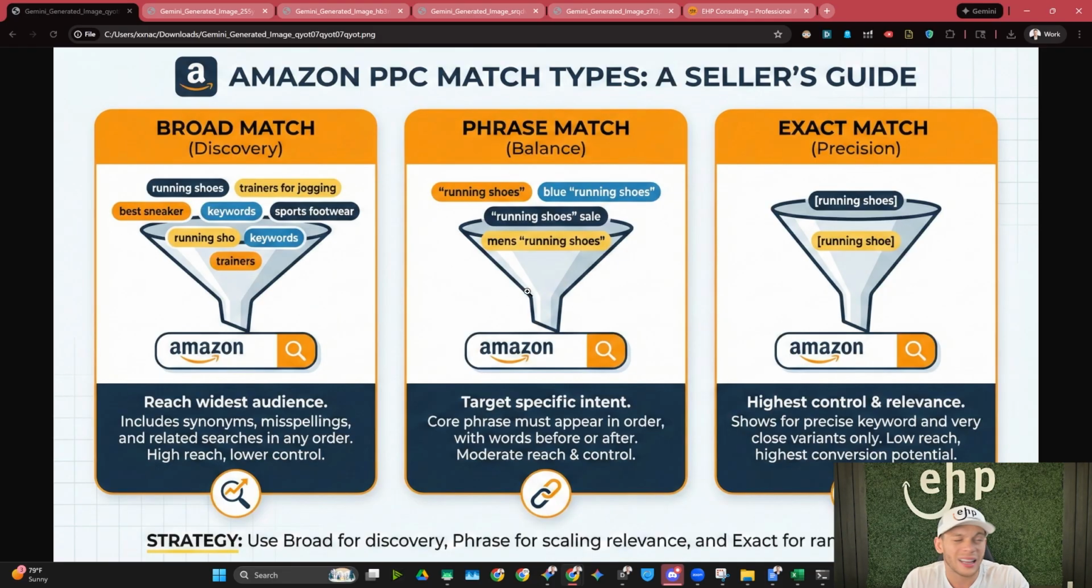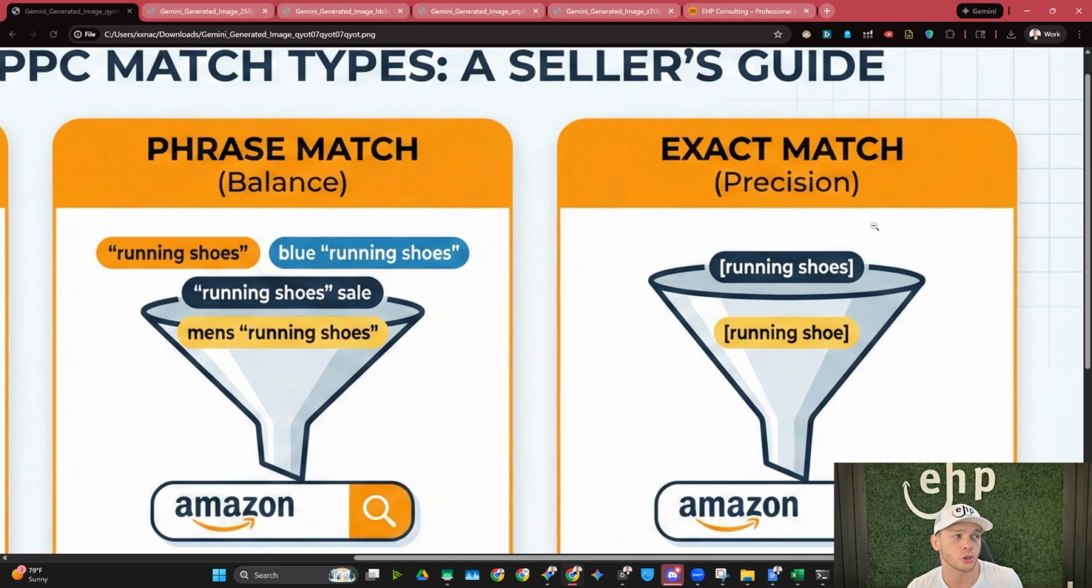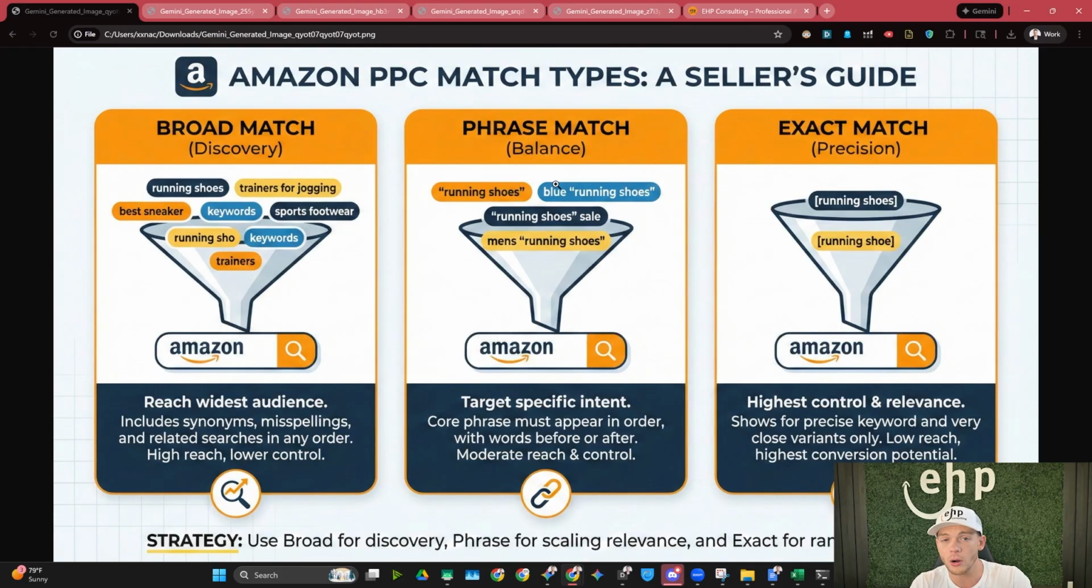Phrase match is kind of in the middle. This one's the most confusing for most sellers, and it targets a specific intent. The core phrase must appear in order, with words before or after it. So it's similar to broad, it's just not as crazy. It's more structured. And then exact is the most structured. If you run a keyword for running shoes, it's only going to show up when somebody types in running shoes. If somebody types in running shoe, it doesn't show up. They have to type in running shoes, right? So it's super specific. Phrase is in the middle, a little structured, and broad is not structured at all. It's to get in front of as many people as possible. So those are the three different ones.